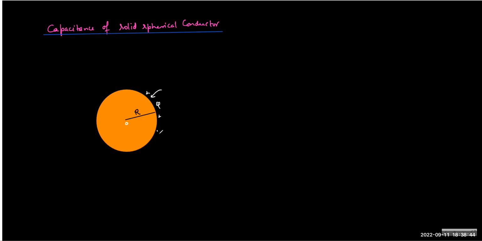okay? So if I give a charge q, what will be the potential of the surface? Tell me, guys. So in case of conductor, what happens? The charge given will reside on the surface itself. So what is the potential of surface?